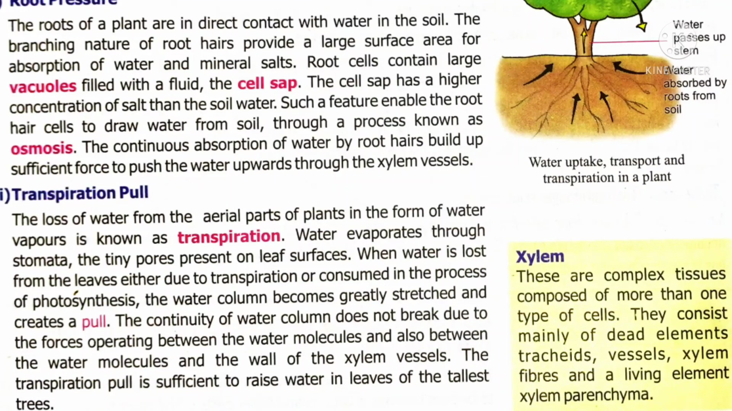Now you know what causes transpiration pull of water. It is because of the loss of water from the leaves of the plant by transpiration as well as photosynthesis. Finally, we can conclude that two pressures, root pressure and transpiration pull, cause water to move upwards along the xylem vessel.